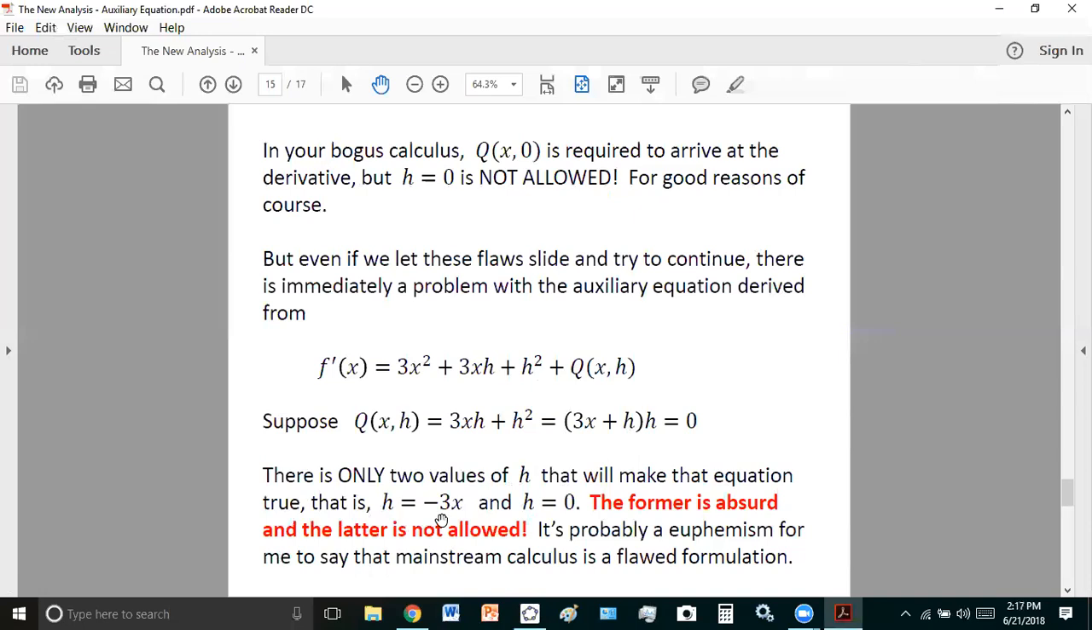That is, h is equal to minus 3x, which, by the way, doesn't make any sense because it's absurd. And h is equal to 0, which is not allowed. So it's definitely a euphemism for me to say that your mainstream calculus formulation is a bunch of crap.